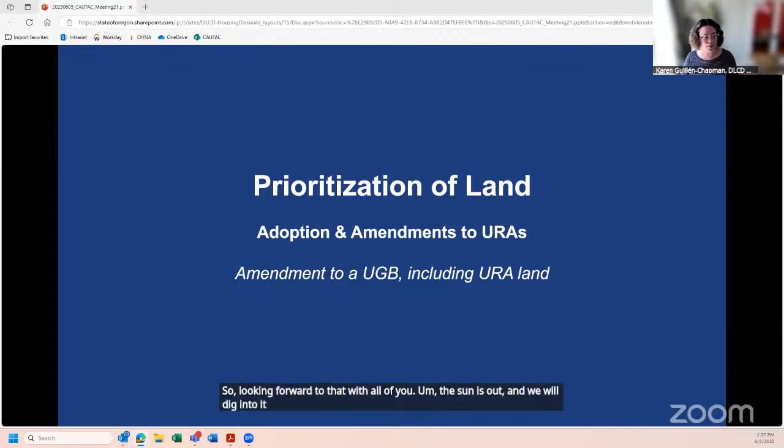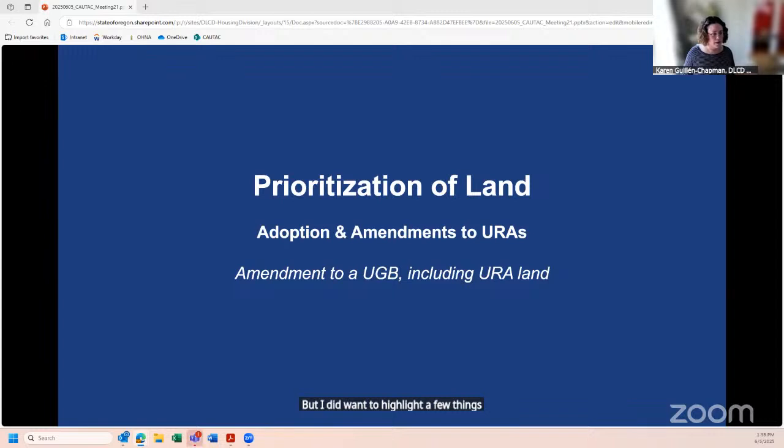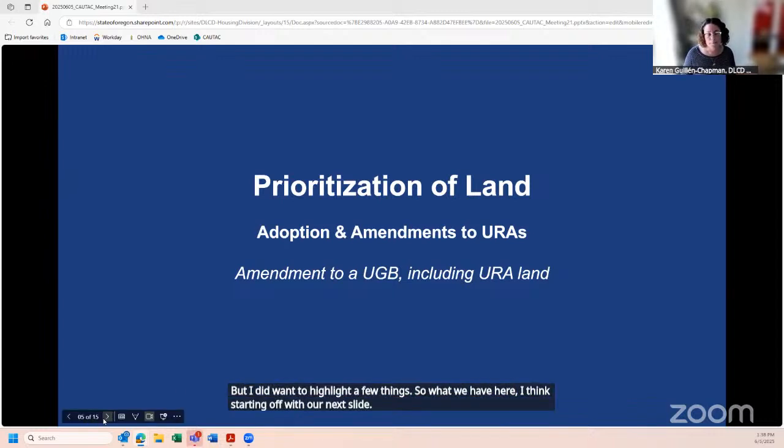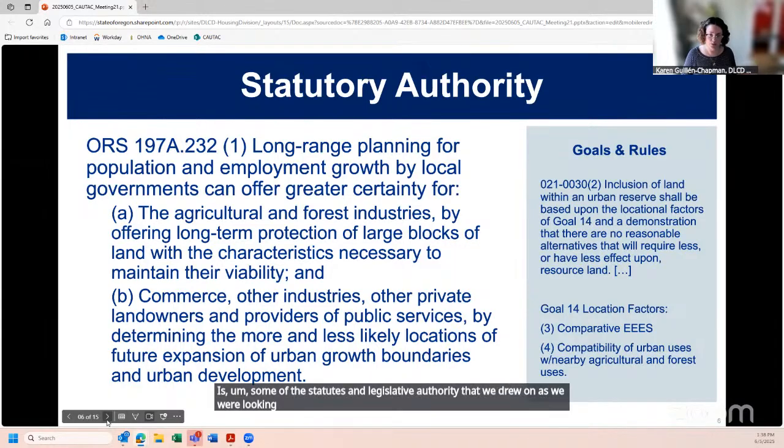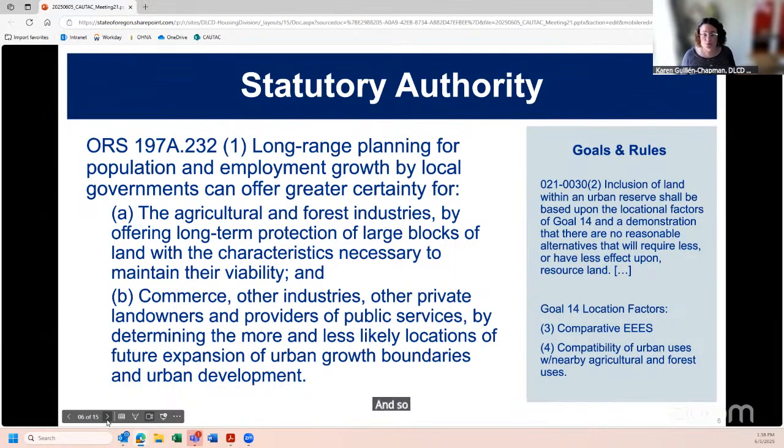I did not prepare a lot of slides for you today because I think we have a lot of topic and discussion time available, but I did want to highlight a few things. Starting off with our next slide is some of the statutes and legislative authority that we drew on as we were thinking about these rules. I'll direct you to statute in 197A.232, subsection 1.